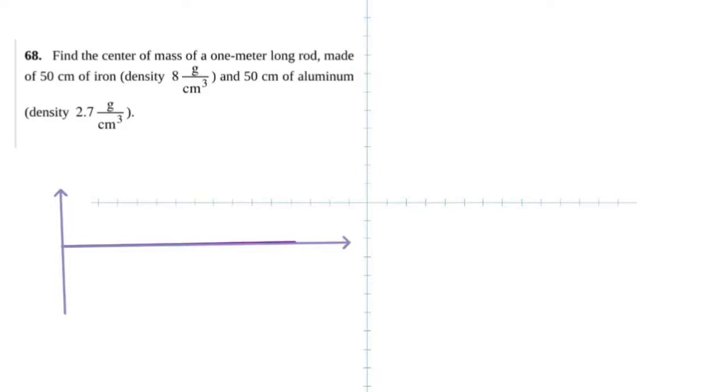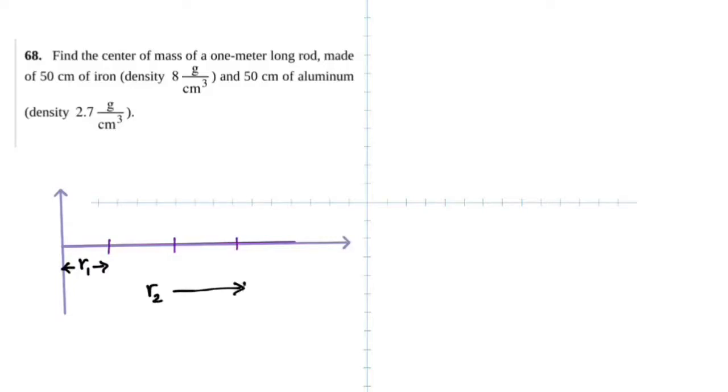So here's the diagram. So you have the rod here, and this part is iron all the way up to here, and from here up to here is aluminum. And the center of mass of the iron would be exactly at the center, which is going to be 25 centimeters from one end. And the center of mass of aluminum is going to be again at its center, which will make it 75 centimeters from one end, right? So that's 75.